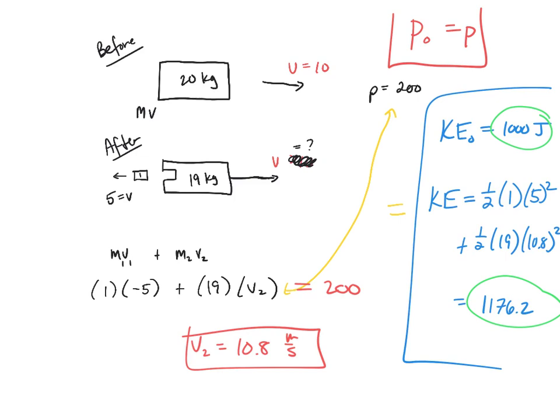What did you get? 1120. Yeah, I got 1120. What'd you get? 1120. Still greater though, right? That's what we're noticing. So what's the deal here? What's happening? How is it possible that we have more energy afterward?